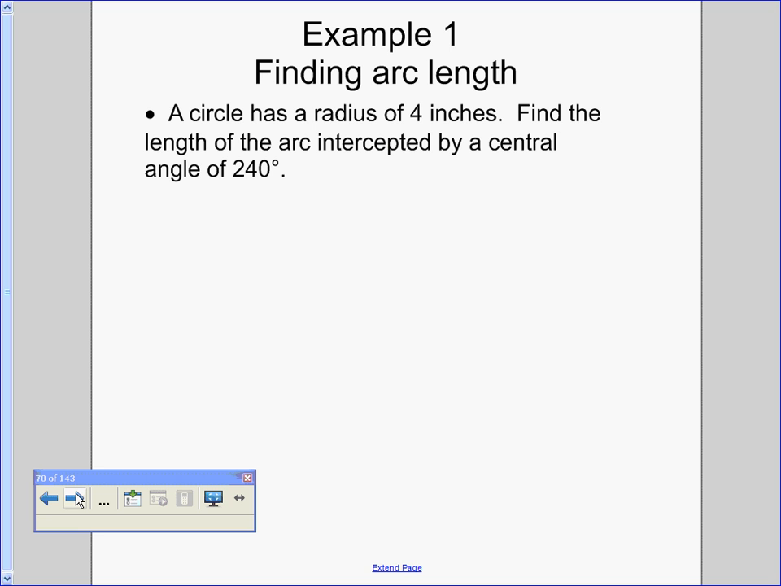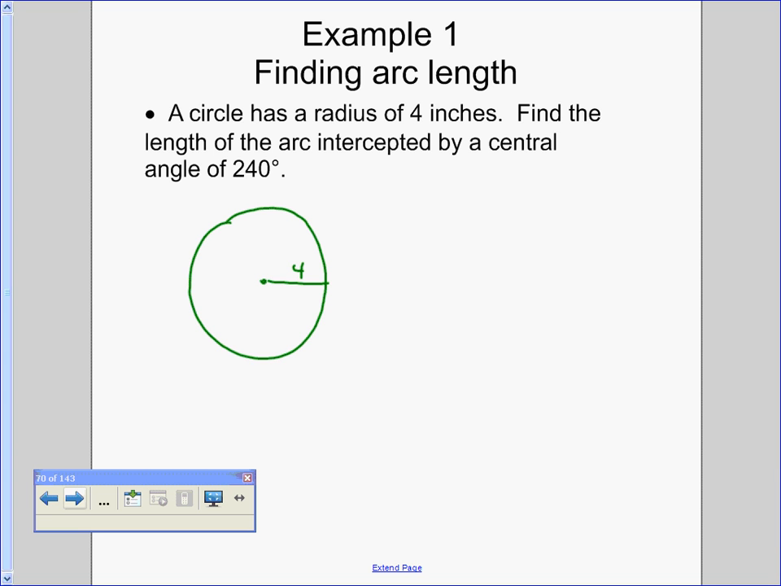Then let's look at an example. We've got a circle that has a radius of 4 inches, and we want to find the length of the arc intercepted by a central angle of 240 degrees.